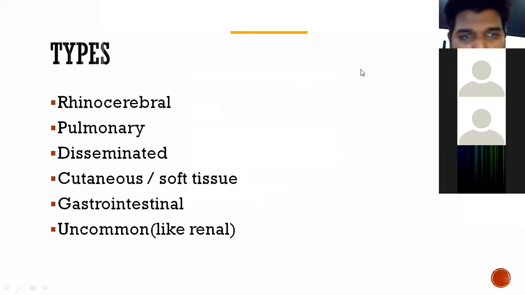Okay, so it can present as rhinocerebral or pulmonary mucormycosis, or the disseminated form, which is very, very difficult to manage. Cutaneous or soft tissue mucormycosis is a localized presentation. If you do proper surgical repair, you can save the patient. Gastrointestinal is uncommon, and renal mucormycosis is very, very rare. So these two common presentations that we see in immunocompromised patients are rhinocerebral mucormycosis and pulmonary mucormycosis.